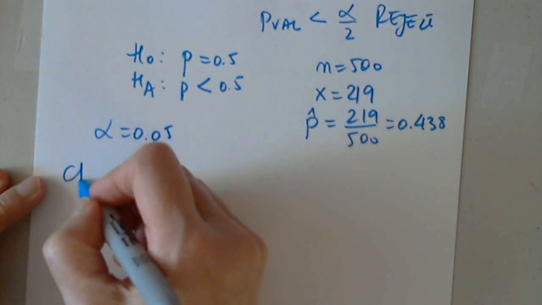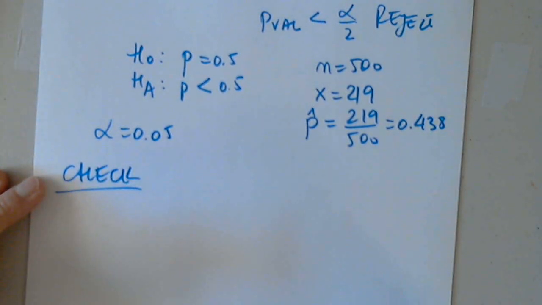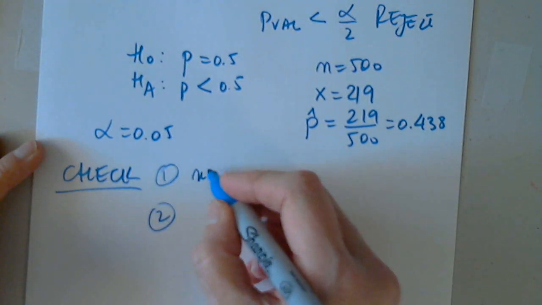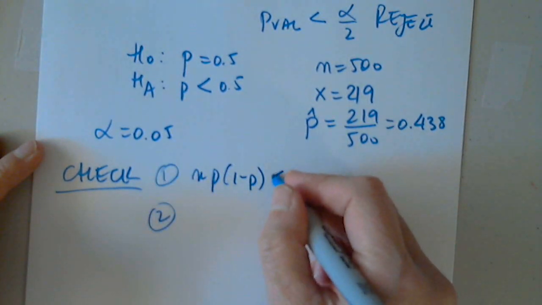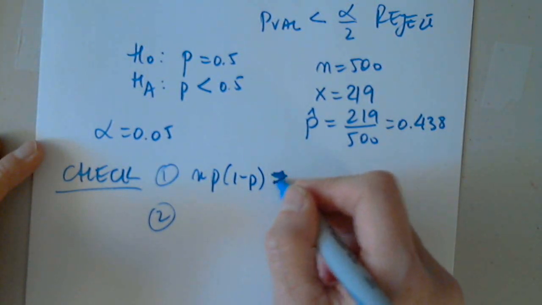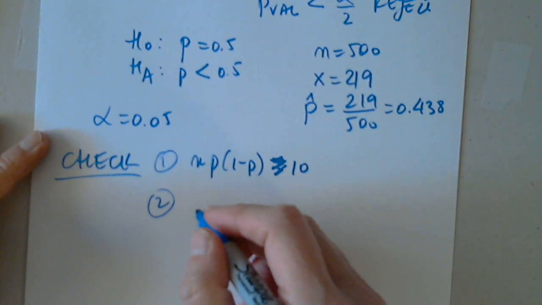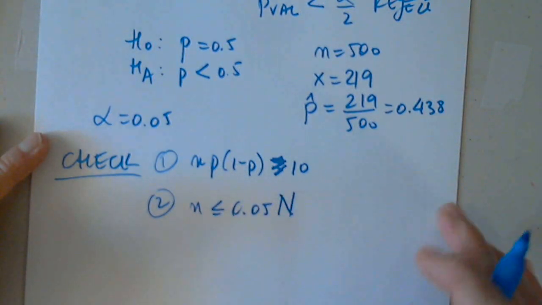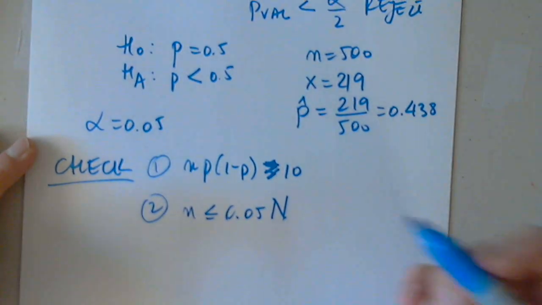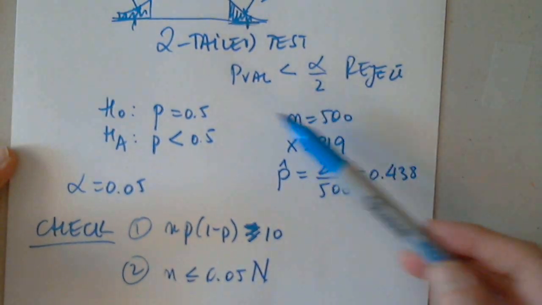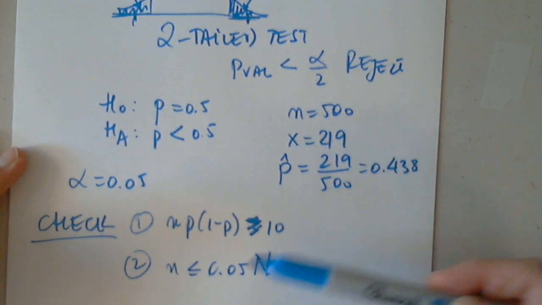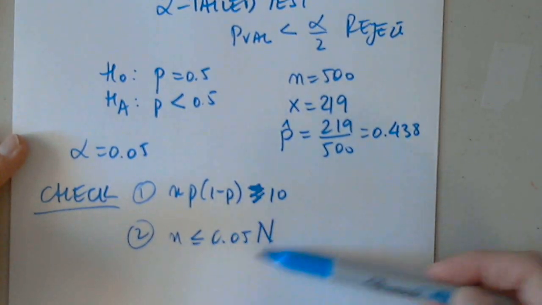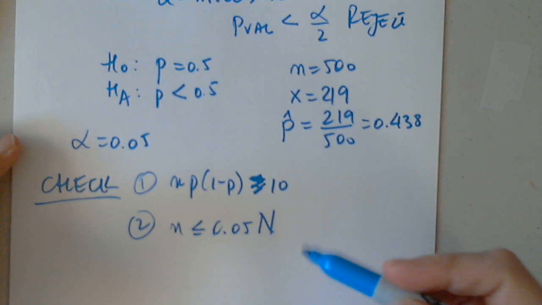Okay, first we have to check. We have the sample. We cannot move on before we check number 1 and number 2. np(1 minus p) has to be greater than or equal to 10. And the other one, n has to be less than or equal to 0.05 uppercase N. We have to assume that Illinois has more than, so the 500 is definitely less than 5% of the entire population of students in Illinois.